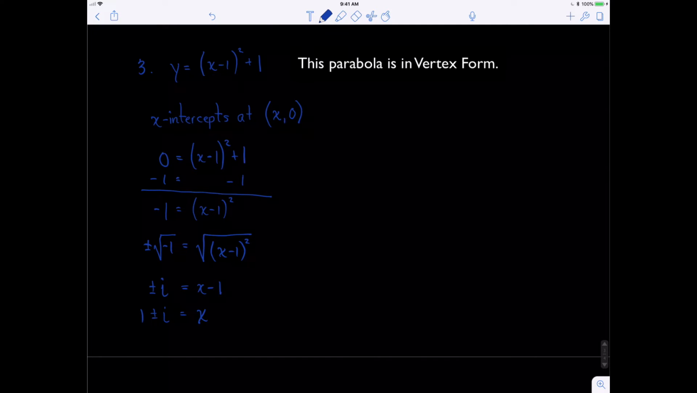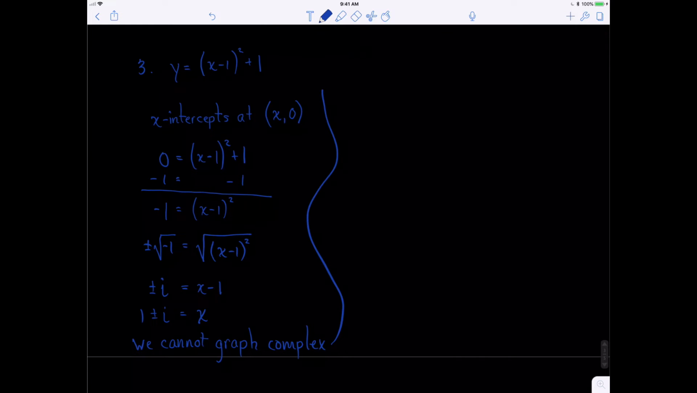Well, here's the question, or the conundrum. I like that. The conundrum is we cannot graph complex numbers on an xy graph. There's no place for the i. So, whoa, what is the math telling us? This is kind of strange.